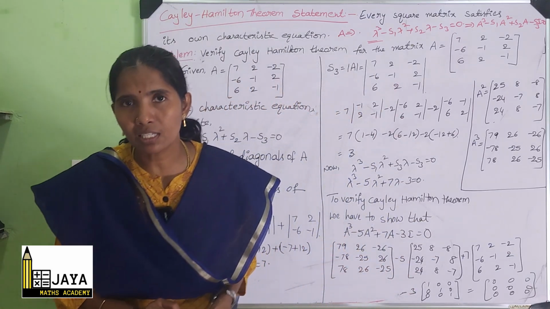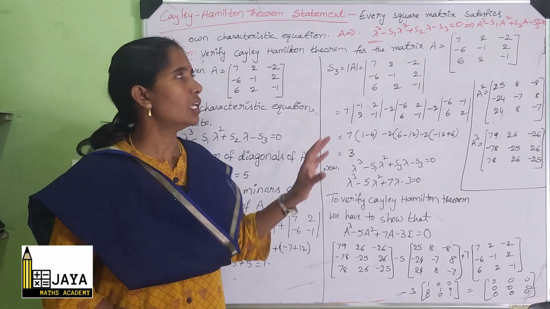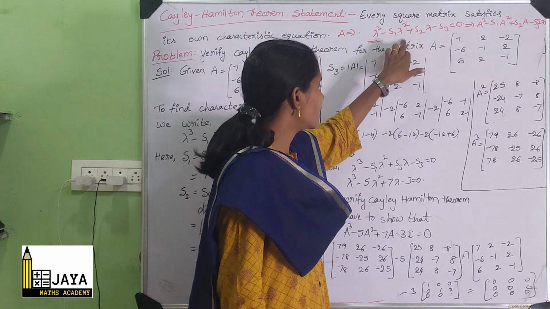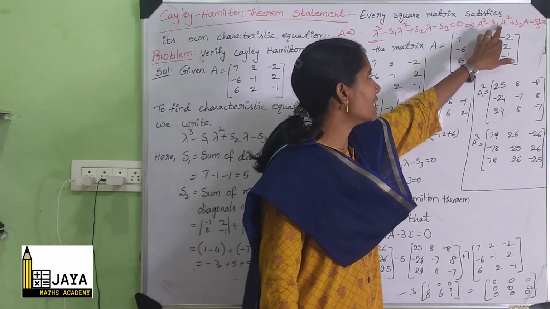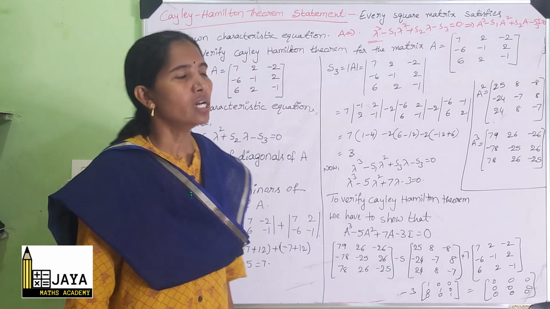Every square matrix satisfies its own characteristic equation. This is the characteristic equation. A satisfies this equation means A cube minus s1 A square plus s2 A minus s3 I is equal to 0.